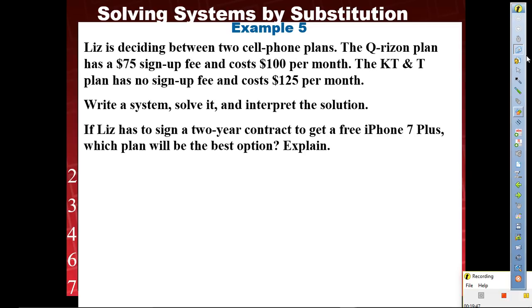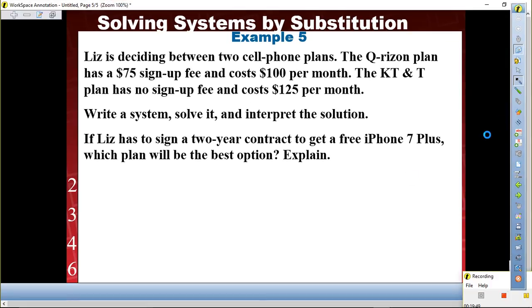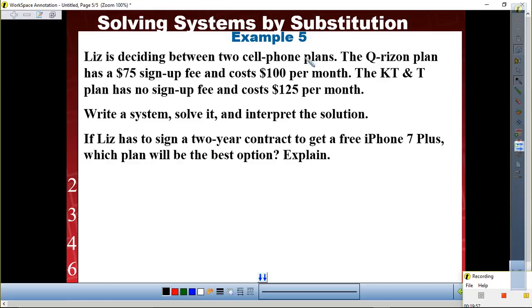All right, here we go. So once we're done with this, let's read it one more time. It says, Liz is deciding between two cell phone plans. The Q Rising plan has a $75 sign-up fee and a cost of $100 per month. The KT&T plan has no sign-up fee and costs $125 per month. Write a system, solve it, and interpret the solution. If Liz has to sign a 2-year contract to get a free iPhone 7 Plus, which plan will be the best option? Explain.